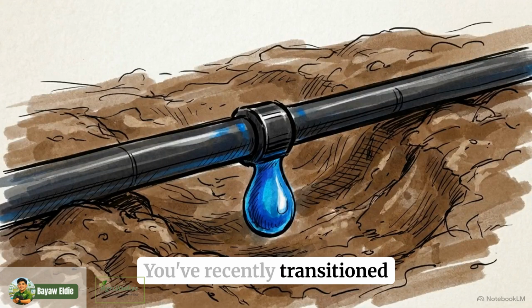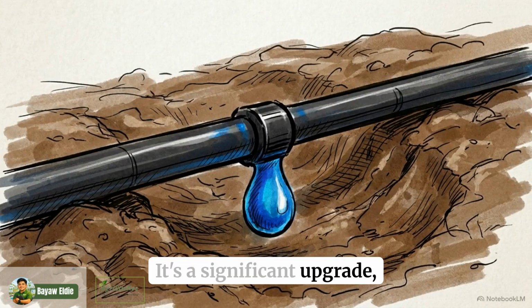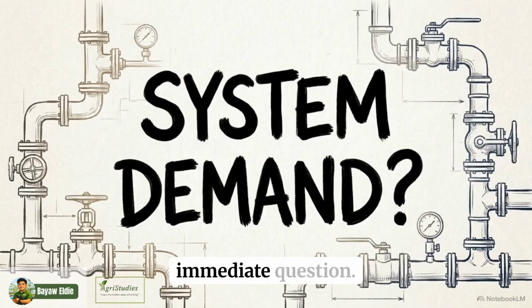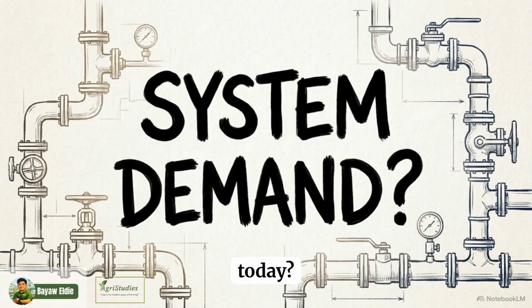You've recently transitioned your operation to drip irrigation. It's a significant upgrade, but it presents a new immediate question. How do you determine the exact volume of water your system needs to deliver today?